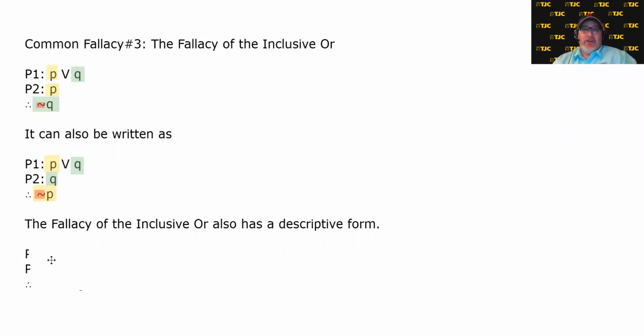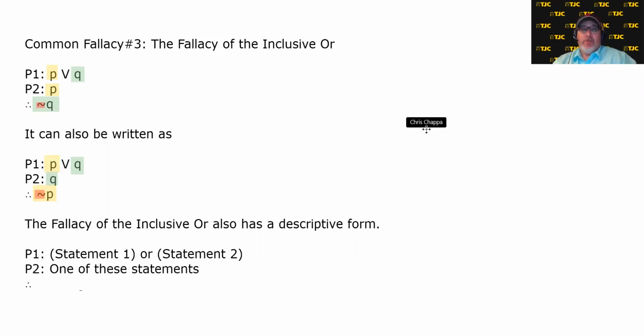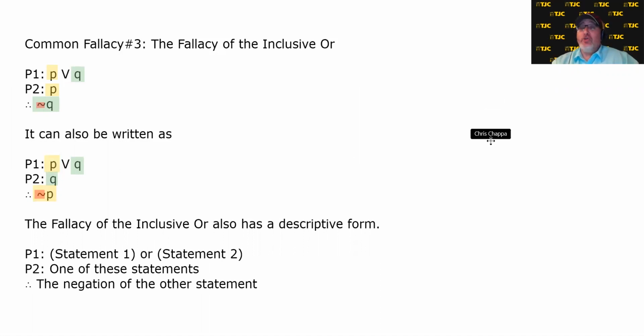for the fallacy of the inclusive or is premise number one is statement one or statement two. Premise number two is one of these statements, and the conclusion is the negation of the other statement. It doesn't matter if the second statement is premise one or premise two, as long as the conclusion is the negation of the other statement, you have fallen for the fallacy of the inclusive or. Let's take a look at a couple of examples.